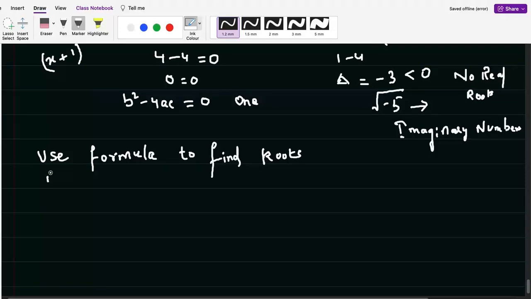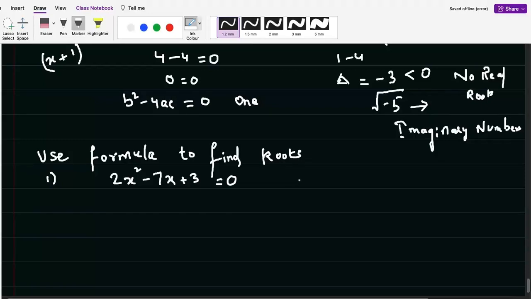First one, 2x square minus 7x plus 3 equal to 0. So what is the formula? You know the formula: x equals minus b plus or minus under root b square minus 4ac, divided by 2a.